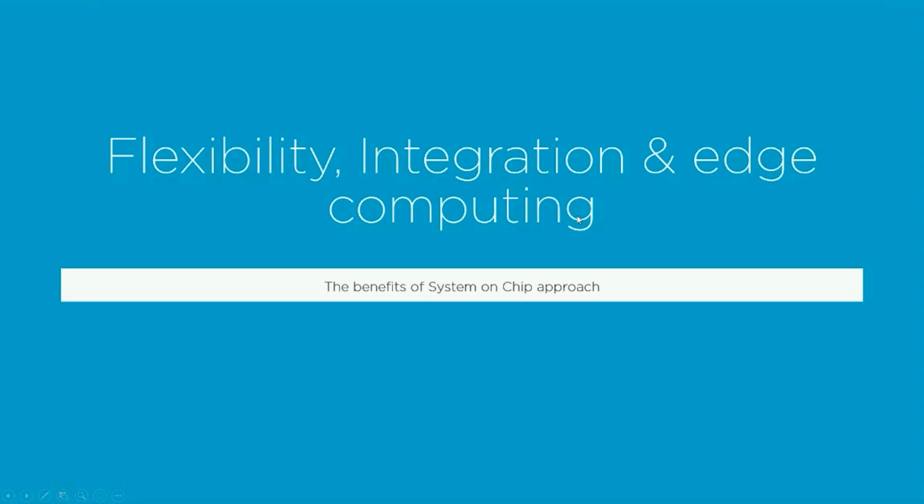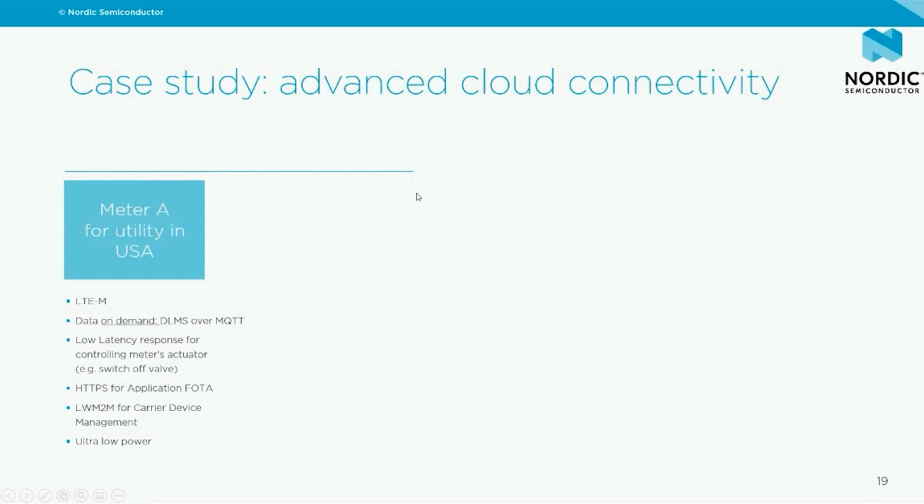If you look at integration first, and the benefit of our system on chip approach, where we have integrated both the modem and the application processor into one chipset, we have also built a solution that enables a really high degree of flexibility. So let's look at two use cases of meters using the 9160 today. One is in the US, running on LTE-M.